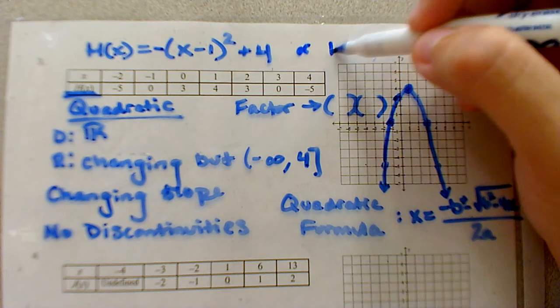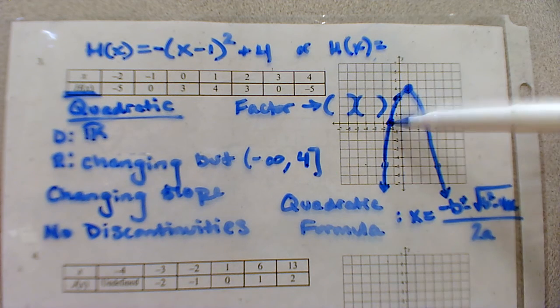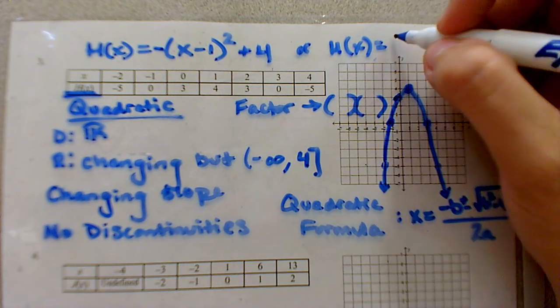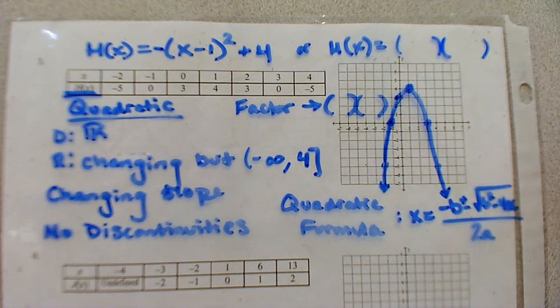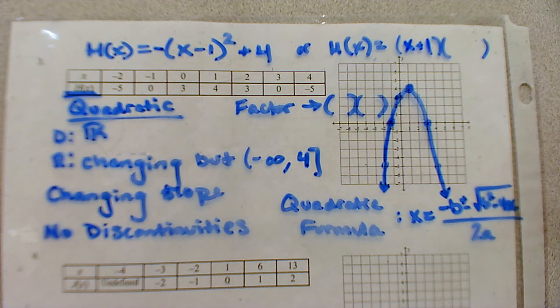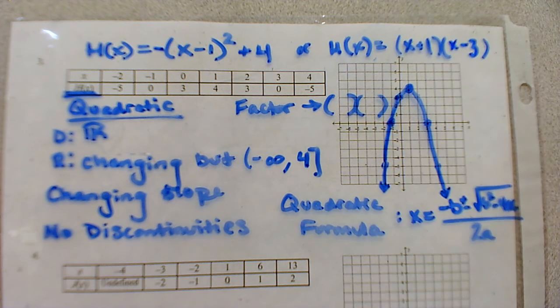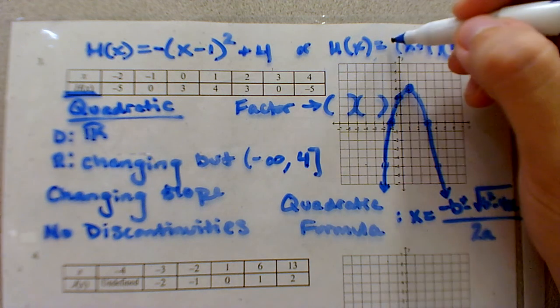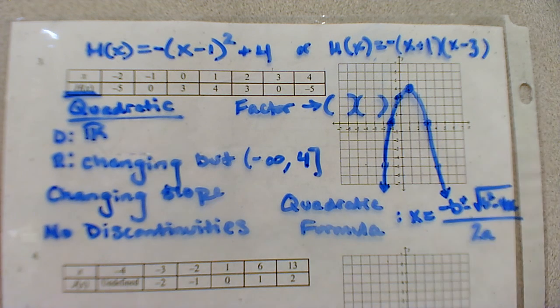You could also have used the x-intercepts. Notice how we have x-intercepts at -1 and +3. So those x-intercepts are directly related to the factors of the function. The x-intercept of -1 would be related to a factor of x plus 1, and then the x-intercept of 3 would be related to the factor of x minus 3. Again, we would need to remember that negative out front because our parabola is upside down.